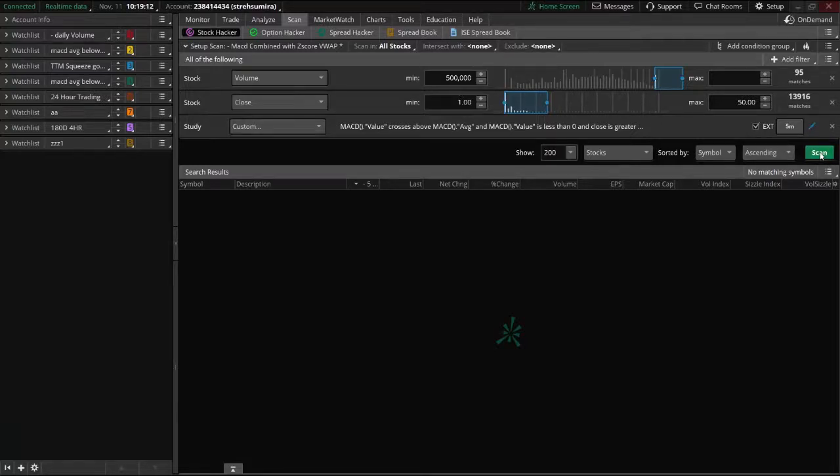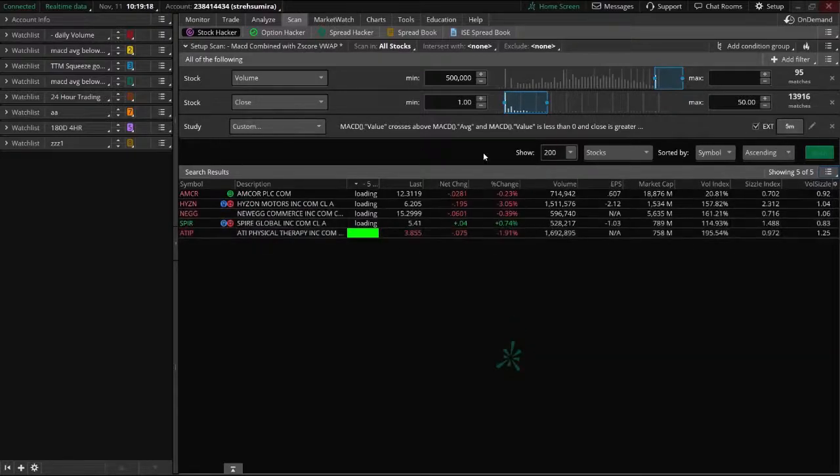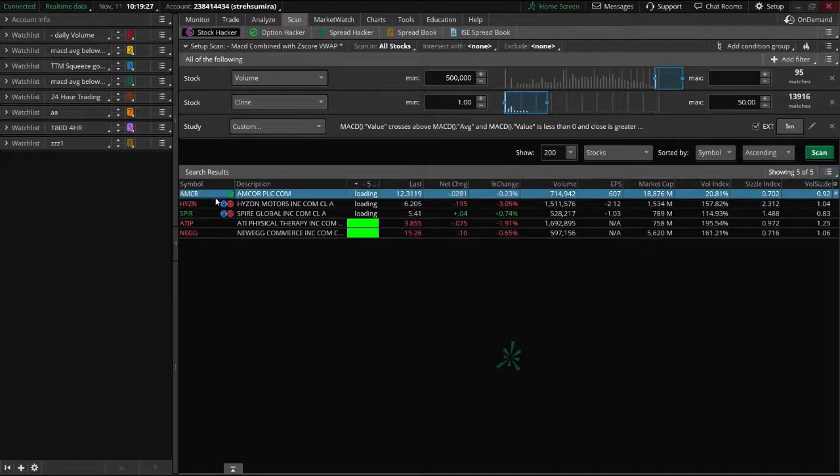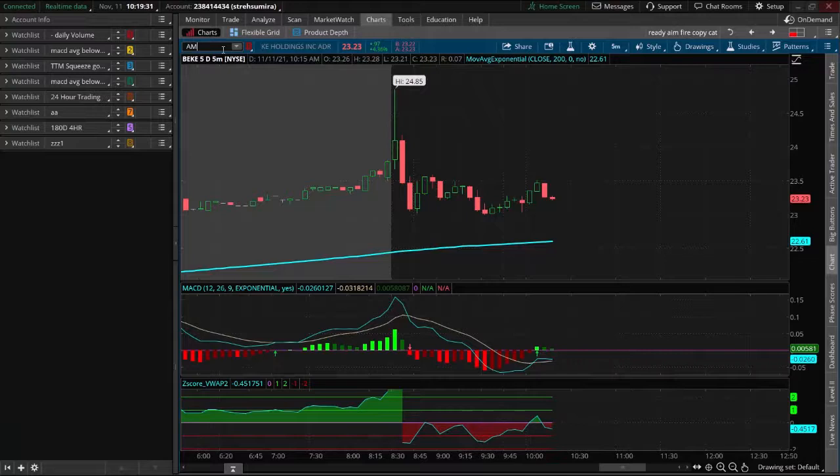Let's do a scan and see what comes up here. Remember, we're in the 5-minute time frame. Well, it's scanning. Okay, we've got a couple that popped up here. Let's check AMCR, HYZN. Normally, I detach this and have it on a separate screen, but so you can see it, I'm just leaving it here. So let's take a quick look at AMCR.